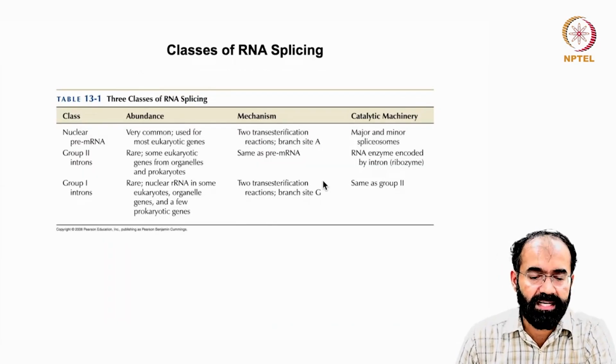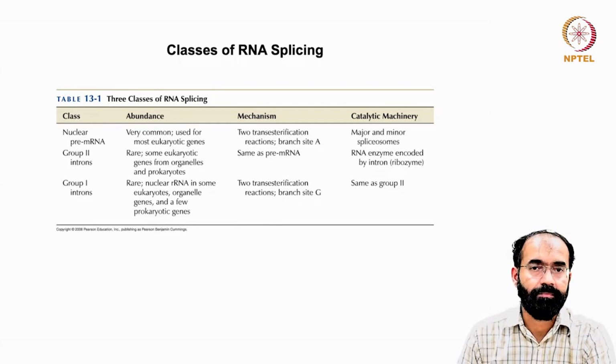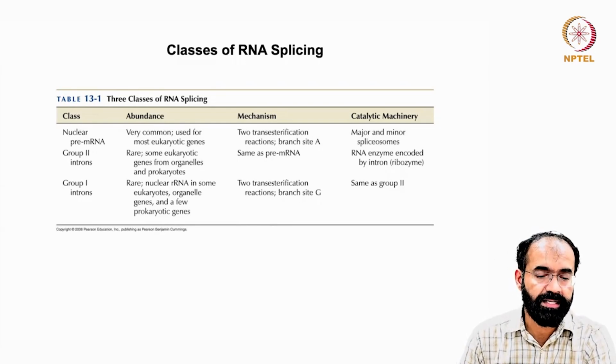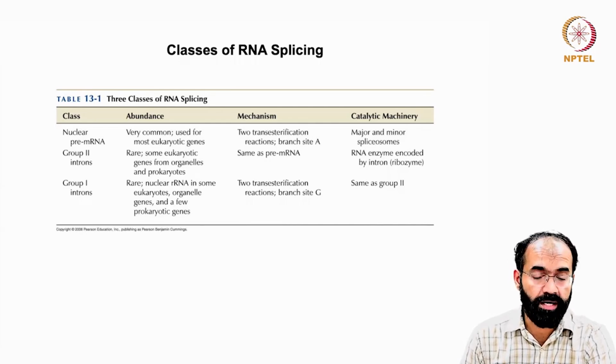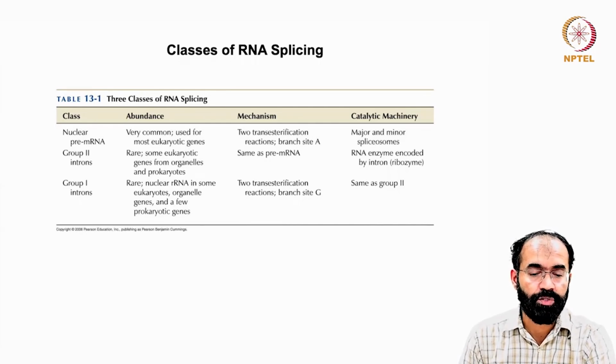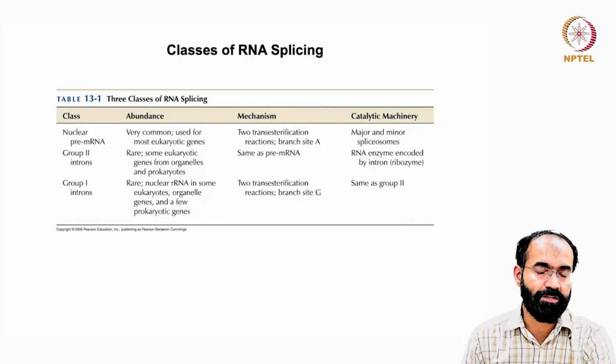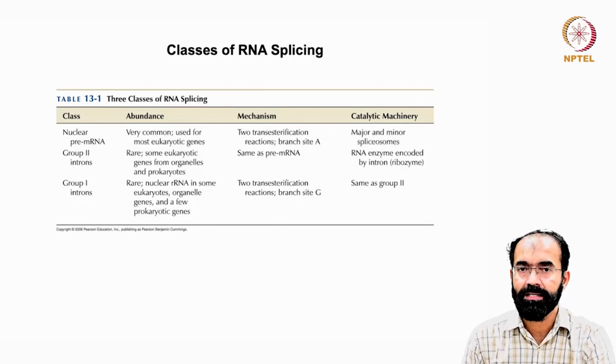There are different classes of RNA splicing. We have seen this, and this is a revisit. Nuclear pre-mRNA splicing is one important class that is very common, used for most eukaryotic genes. It contains two transesterification reactions, the branch point is branch A, and there are major and minor spliceosomes. What we have seen so far is the major one, and the minor one we will see in a short while.